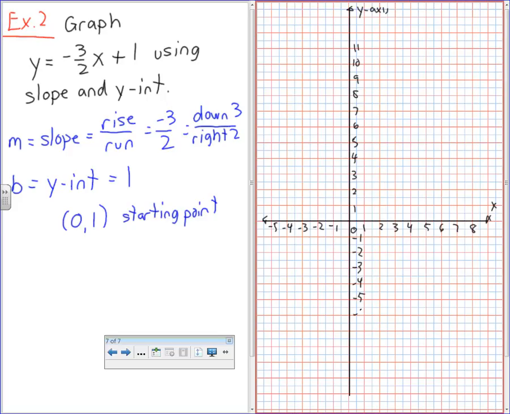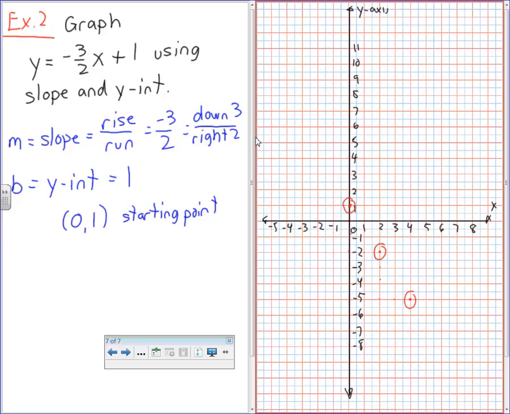So what I did here, remember I put my numbers in? I put arrows in all four corners and I labeled X and Y. My first point here is going to be (0, 1). After that, I'm going to go down 3, 1, 2, 3, and right 2. 1, 2, 3, and right 2.